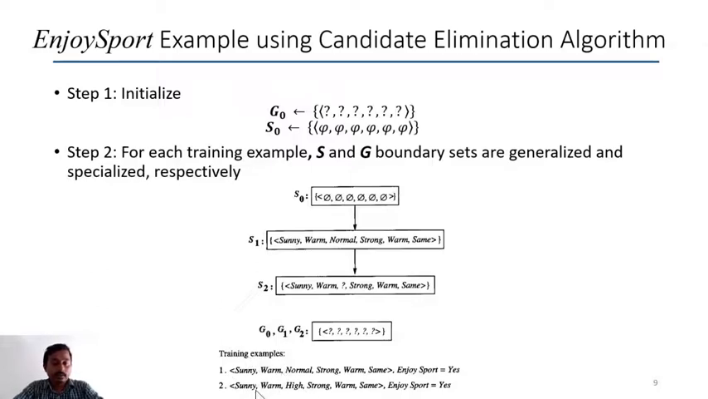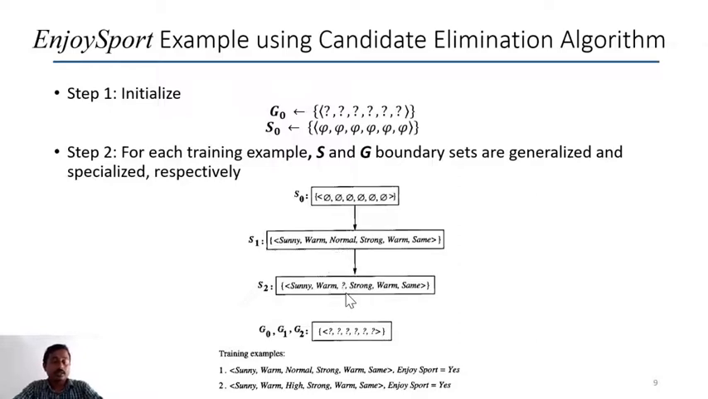Is S1 covering this example? No, because we have normal here and here we have high in a training example. So we have to make this set more general. Instead of normal we will put a question mark, so now it will accept both the values normal and high.